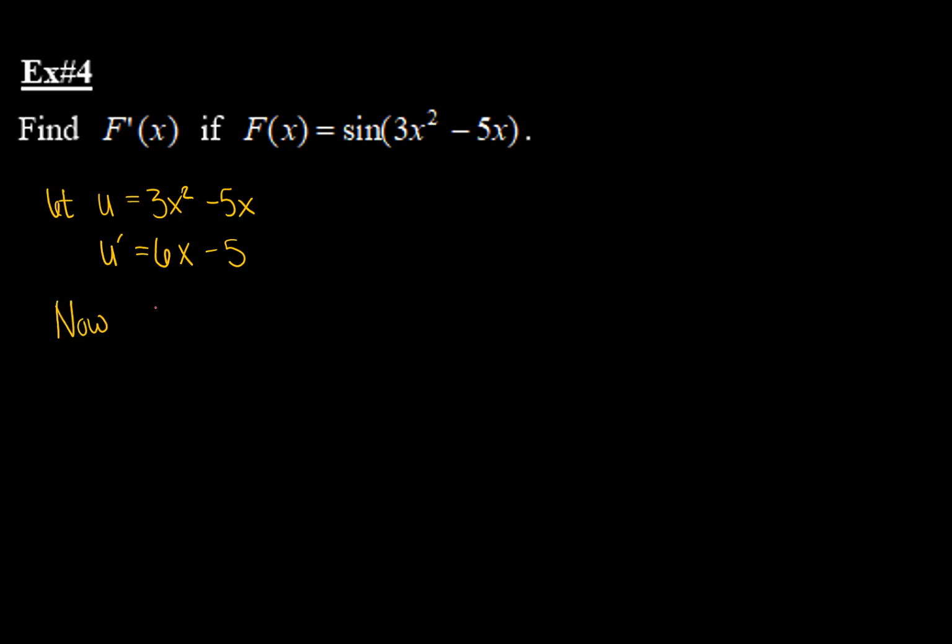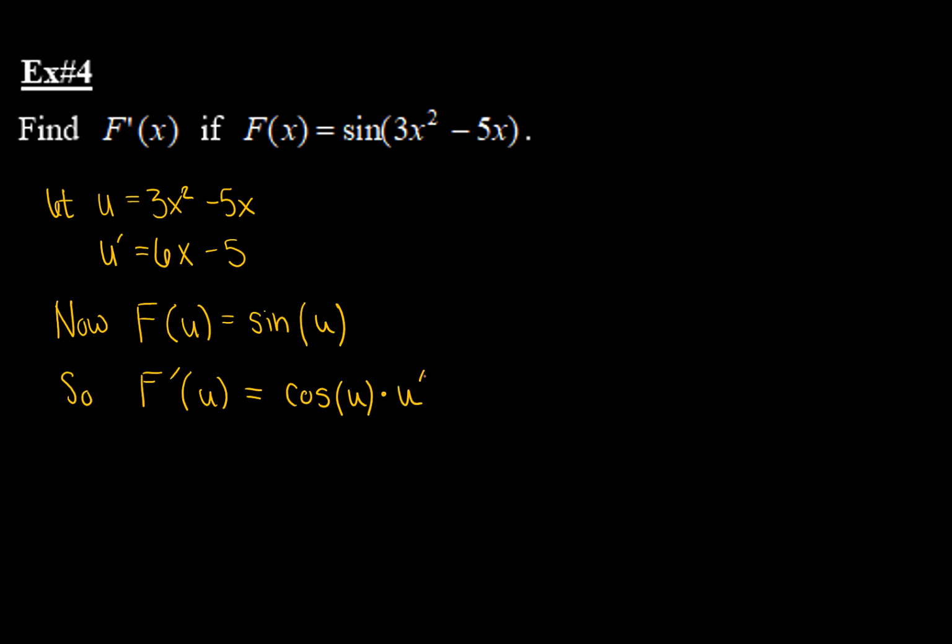So now I've got my function, before I take the derivative, of f of u just becomes sine of u. Well, we know how to take the derivative of sine. So f prime of u ends up becoming, now what is the derivative of sine? Yeah, it's the cosine. And remember, the argument doesn't change, so I leave that u alone. But then I need to multiply it by u prime.